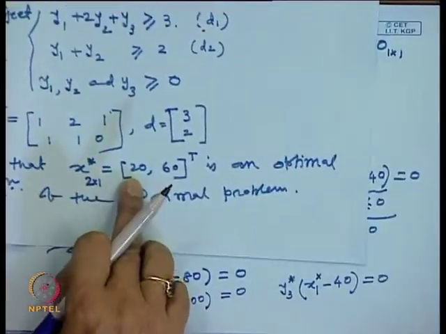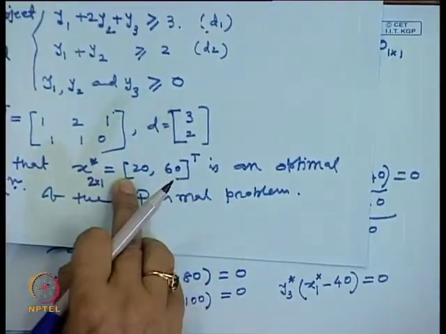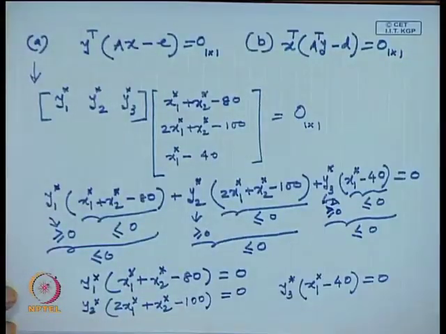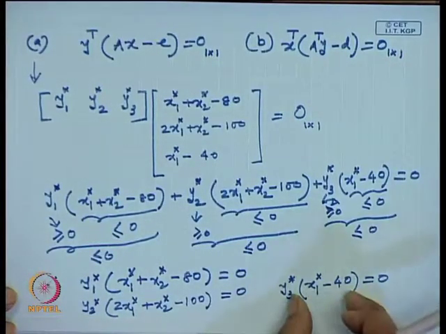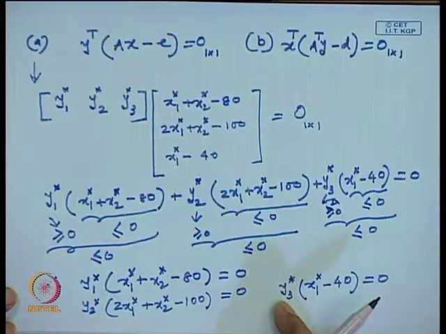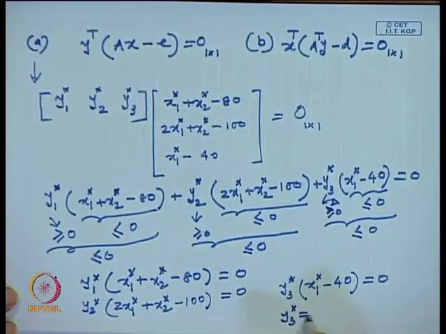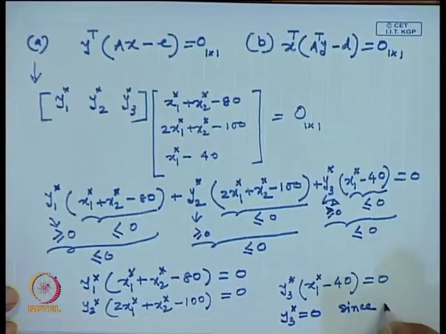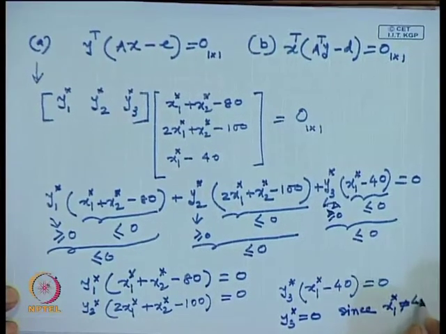Now look at this expression, where the primal solution is given: x star is 20 and 60, that means x1 is 20. So in this equation, if you put x1 as 20, this quantity is not equal to 0. Then, in order to make this 0, y3 must be 0. So y3 star is equal to 0, since x1 star is not equal to 40.